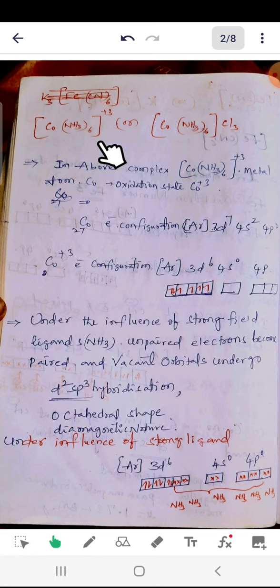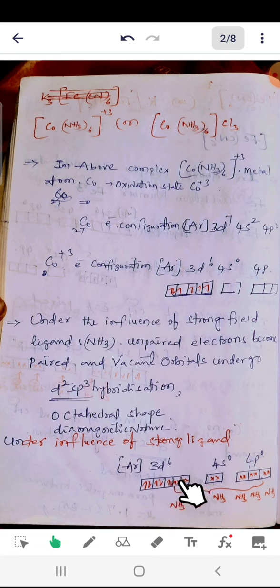Based on the coordination number 6, we should have sp3d2. But the nature of the ligand here is a strong field ligand, so when it is a strong field ligand, the inner orbitals participate. So the octahedral shape results. So under the influence of strong field ligands, this type of configuration we have to see. So in total, pairing of electrons takes place.